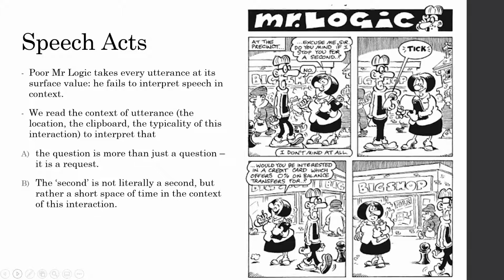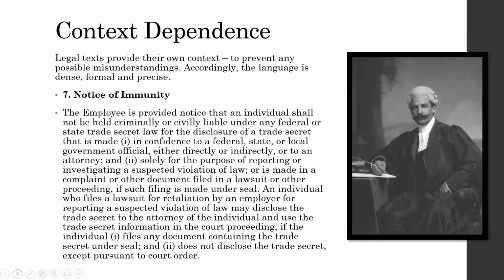She's requesting for us to stop and spend time with her, and we can also interpret that the second is not going to literally be a second, but rather is going to mean a short space of time, and she's referring to the fact that she doesn't intend to keep us for very long. Mr. Logic, of course, doesn't see these things. So this is an example of the context dependence of speech. In order to interpret that utterance, we needed to read all of those contextual clues.